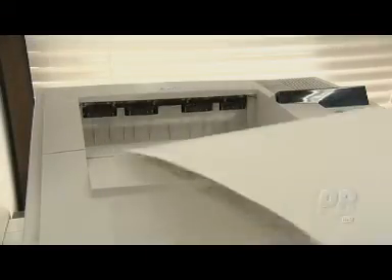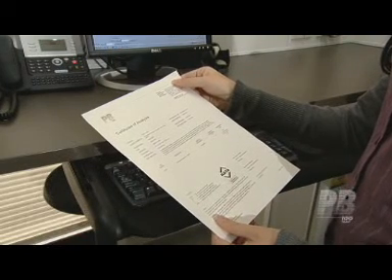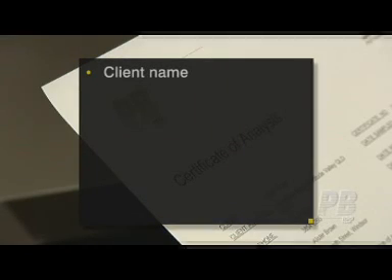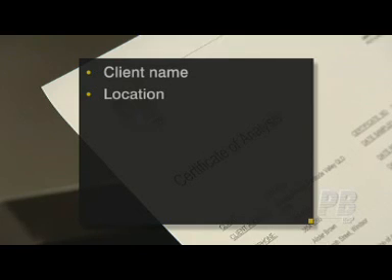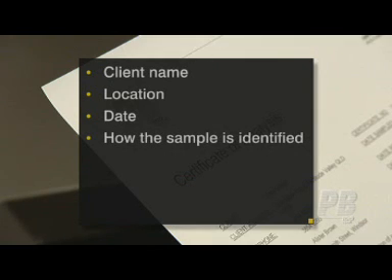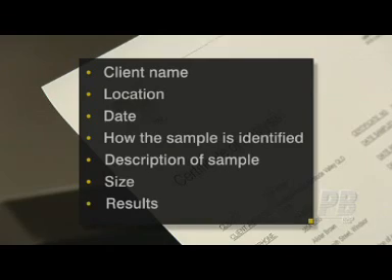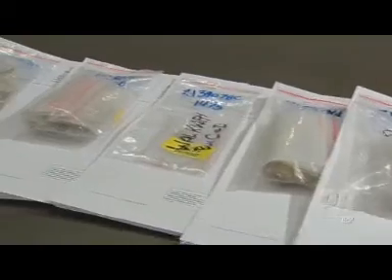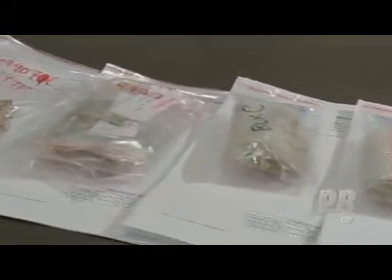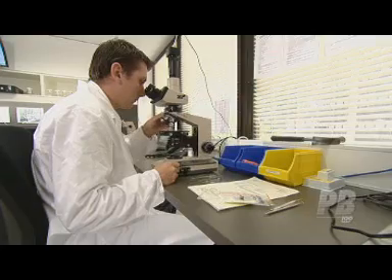Different laboratories will present their reports in different styles, but information which should be in the report includes the client's name, the location or address where the sample was taken, the date the sample was taken, and if possible, the date of analysis, how you identified the sample, a description of the sample, for example, insulation, fibrous cement sheet, the size of the sample, and the results of the analysis. The analysis of bulk samples is usually undertaken in commercial laboratories by polarized light microscopy, including dispersion staining techniques.